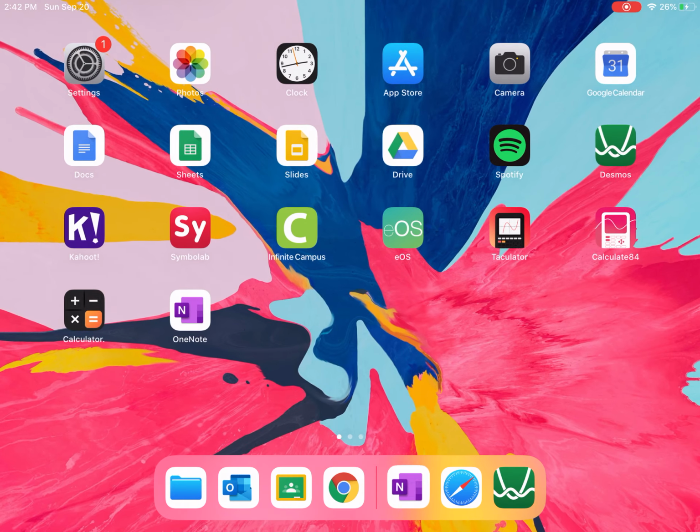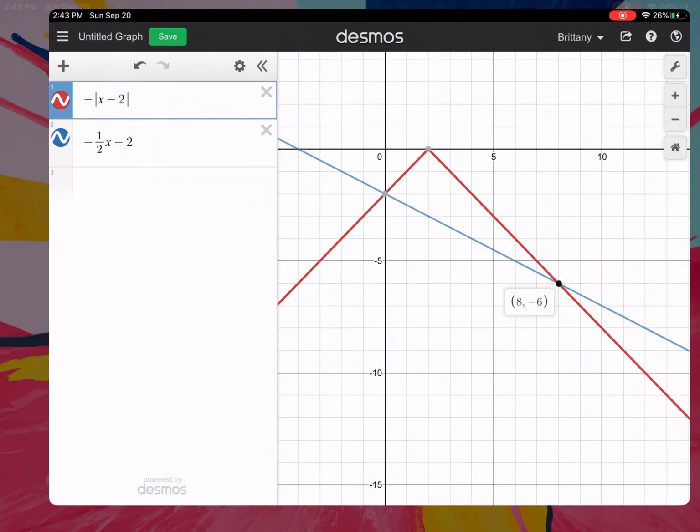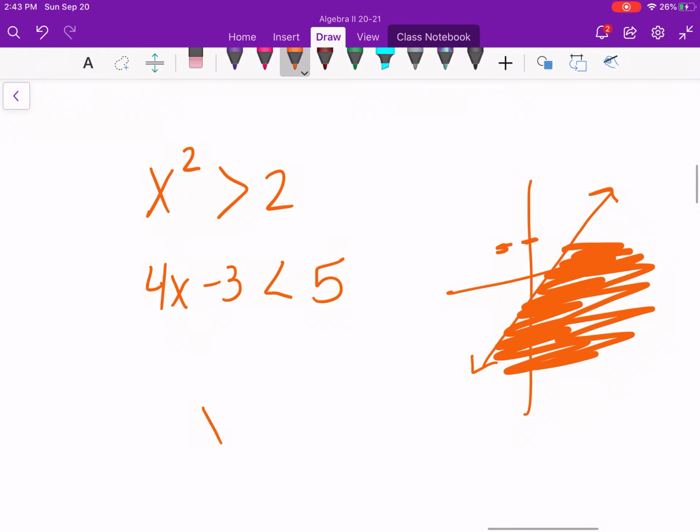So your example in your book is x squared plus 6x plus 5. I should write this down. You should be looking at it in your book though. X squared plus 6x plus 5 is greater than or equal to 0.